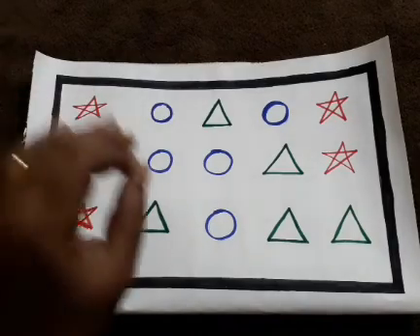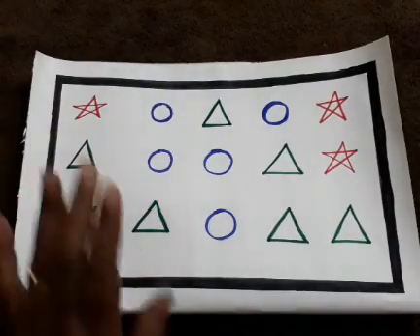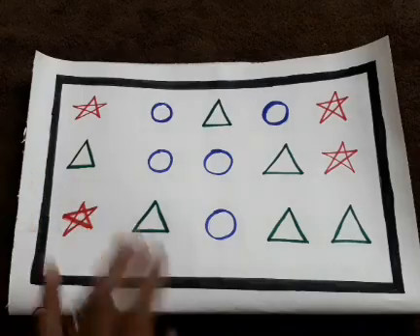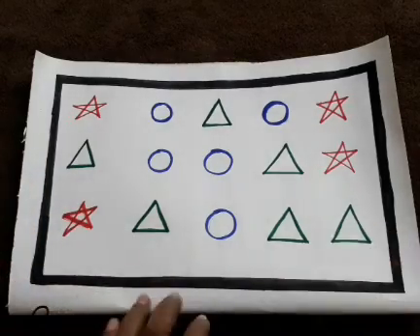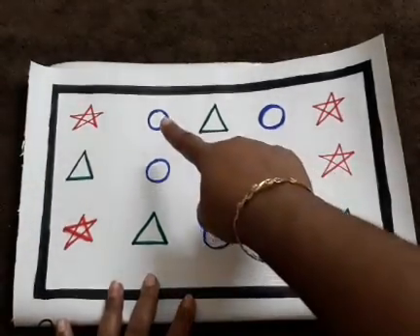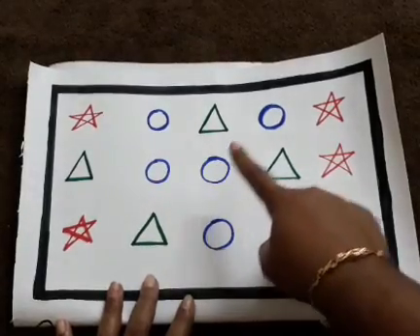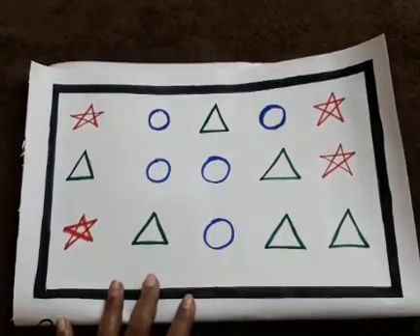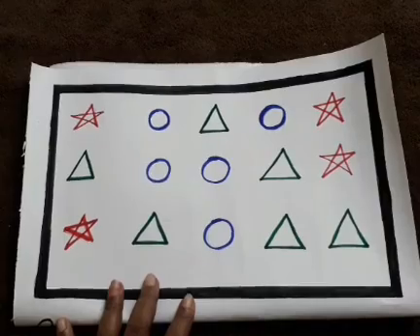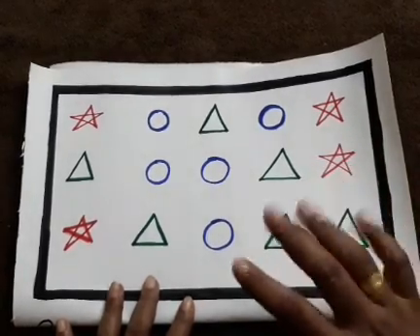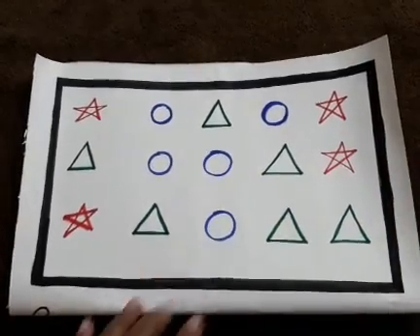Okay, then dear kids, can you tell me how many circles are there? Come, let us count together. 1, 2, 3, 4, 5. How many circles are there? There are 5 circles. Very good.